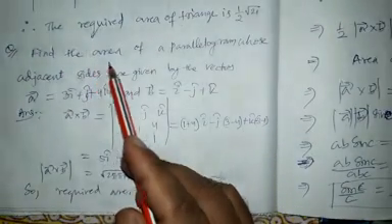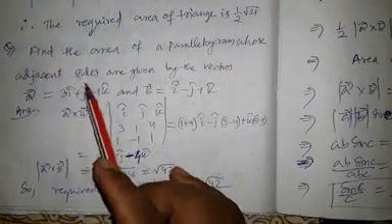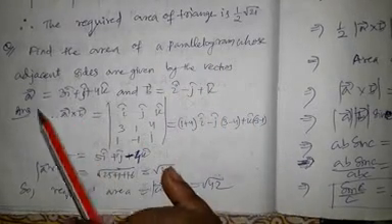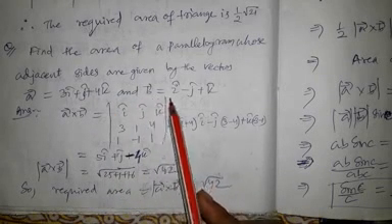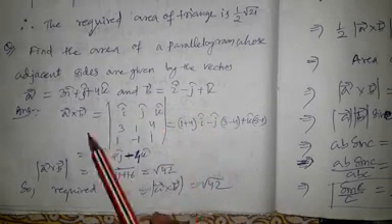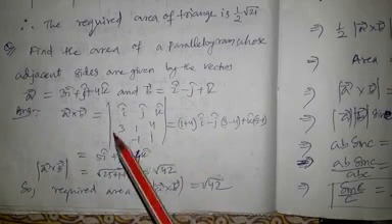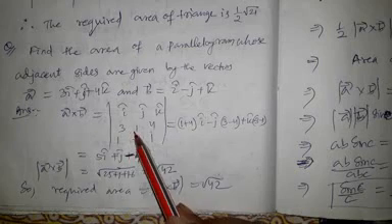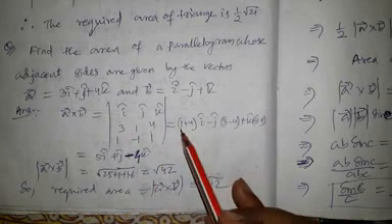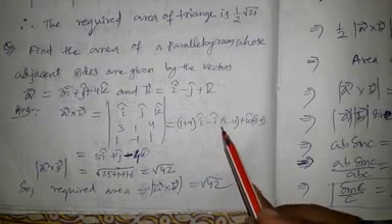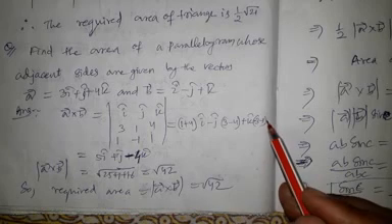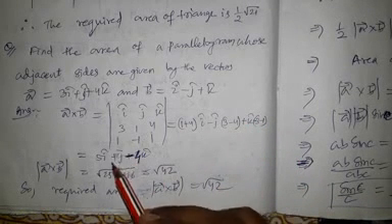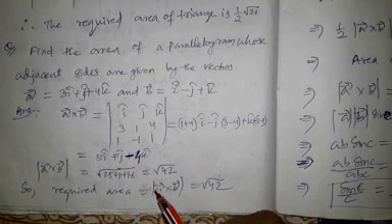Now find the area of a parallelogram whose adjacent sides are given by the vectors A vector 3 i cap plus j cap plus 4 k cap and B vector i cap minus j cap plus k cap. Now A cross B vector is equal to the determinant of i cap j cap k cap, 3 1 4, 1 -1 1, which is i cap (1 plus 4) minus j cap (3 minus 4) plus k cap (-3 minus 1), that is equal to 5 i cap plus j cap minus 4 k cap.